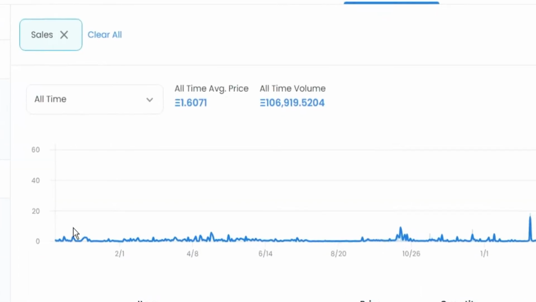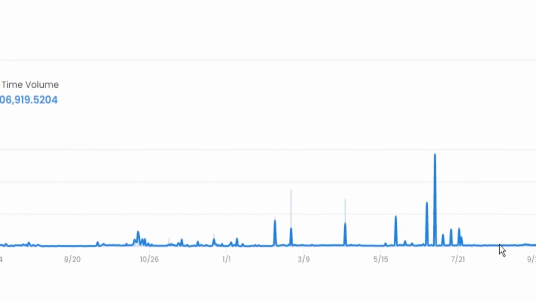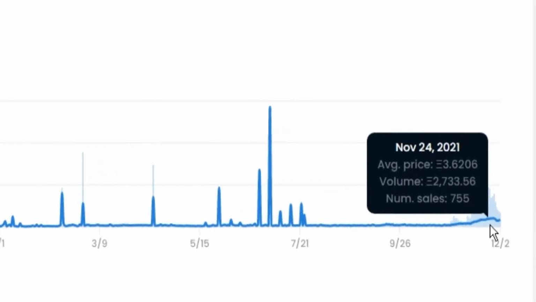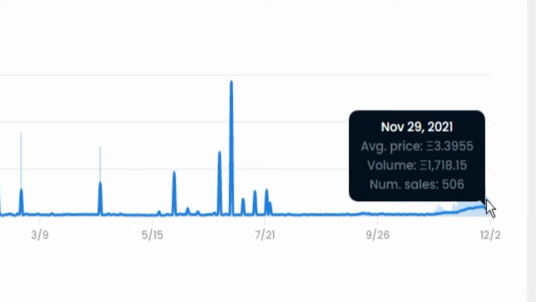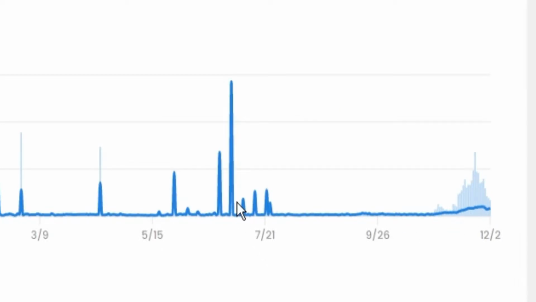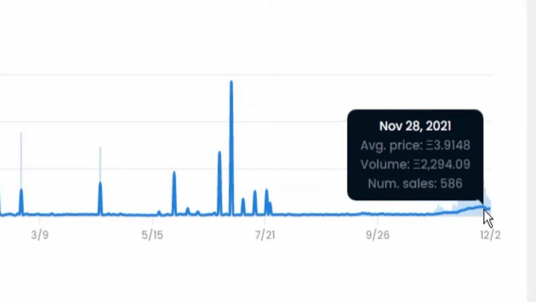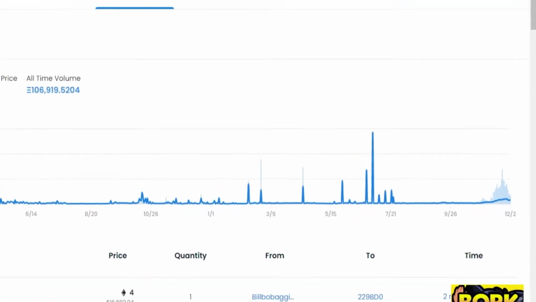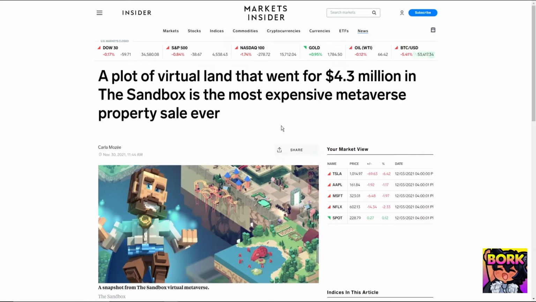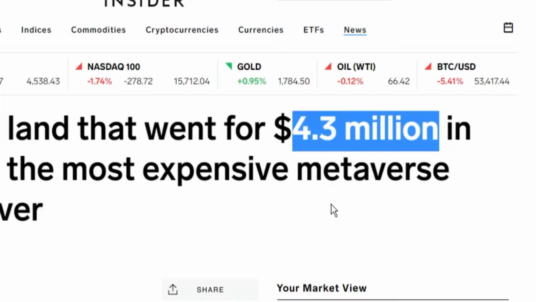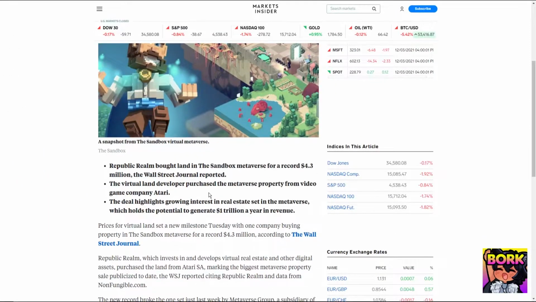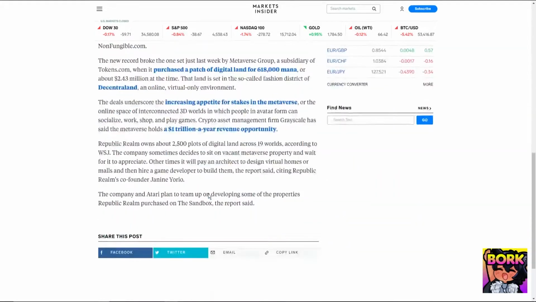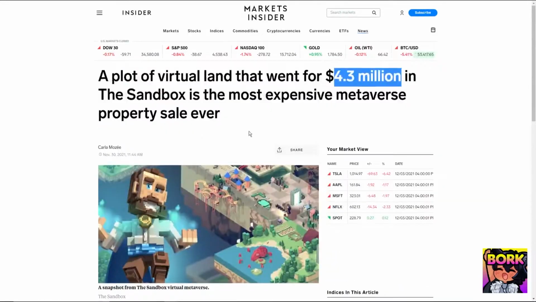You can see all time there were spikes at certain points, but you will notice that there are insane amounts of volume occurring within the November, December time frame, because as amazing as it is that these spikes are occurring, it's even more amazing once you see the actual volume. But if you go here on Business Insider, you will see that one of the lands sold for $4.3 million. That is obviously a huge number, and it gets people to understand that there's something going on mass media wise.